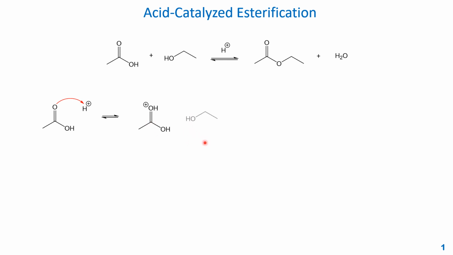And the alcohol here, in this example, is ethanol. And a lone pair on the oxygen will attack this carbon and then break this pi bond. So this makes this intermediate. You can see this oxygen is positively charged.